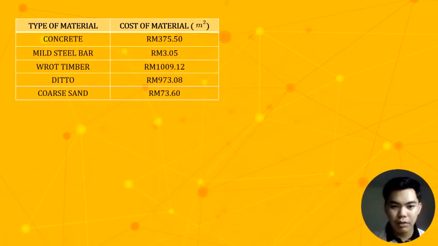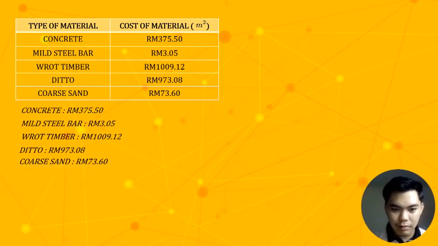Next, the types of material and the cost of each material. We get Rm 375.50 per meter square for concrete, the mild steel bar is 3 ringgit 5 cent per meter square, the raw timber is 1009 ringgit 12 cent per meter square, the other material is 970 ringgit 8 cent per meter square, and lastly the last one costs 70 ringgit 60 cent per meter square.